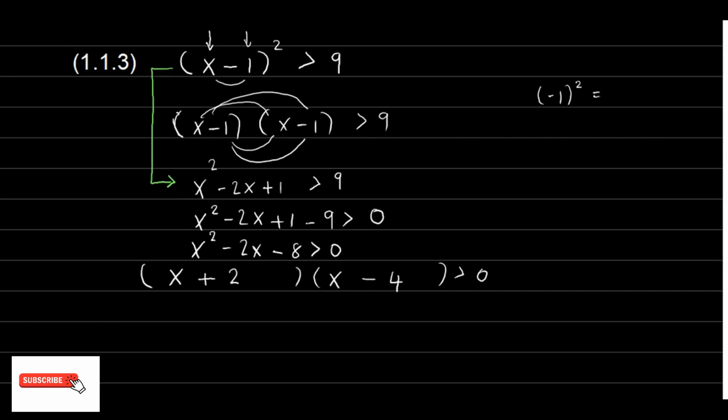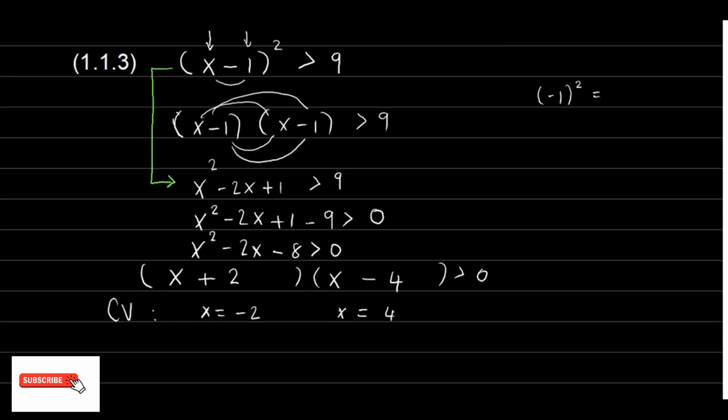Okay, guys, so from here we can just get our critical values. So our critical values are x equal to negative 2, and x equal to 4. Like I had mentioned, if you've watched my inequality video where I explained how you solve a quadratic inequality, the first thing you need to get is your critical values. After you've obtained your critical values, you need to put these critical values on a number line. So that is exactly what I'm going to be doing.